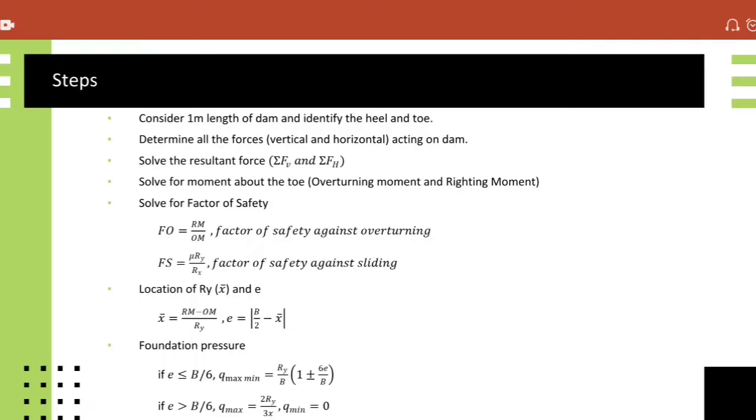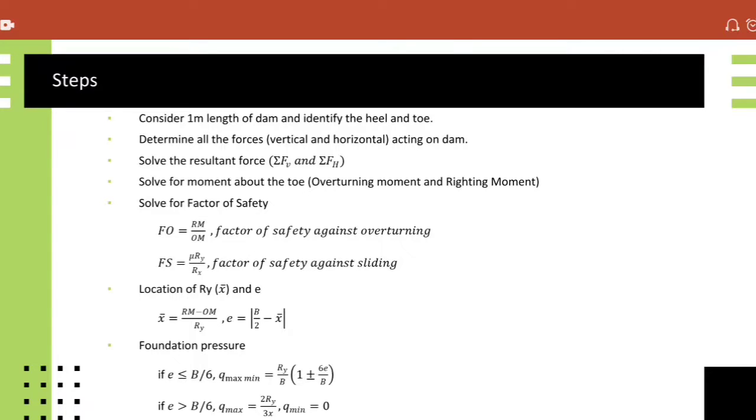So, next is solve for the moment about the toe, overturning and righting moment. Solve for the factor of safety. Nandiyan na yung mga formula. Factor of safety against overturning is righting moment over overturning moment. And then, factor of safety against sliding, which is mu Ry over Rx. And then, location of Ry, x bar, and e. X bar is equal to RM minus OM over Ry. And then, e is equal to absolute value of b over 2 minus x bar.